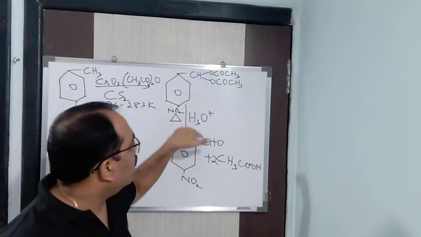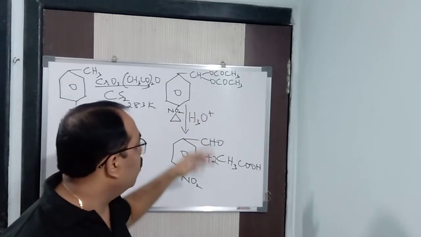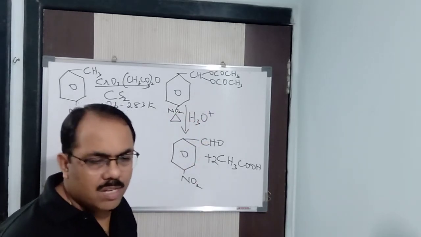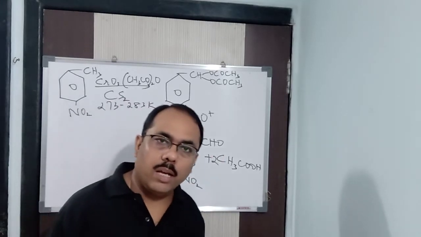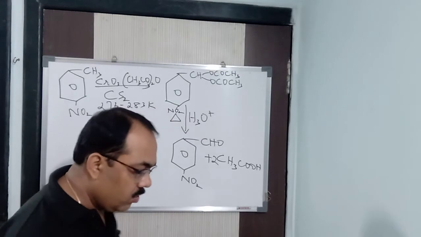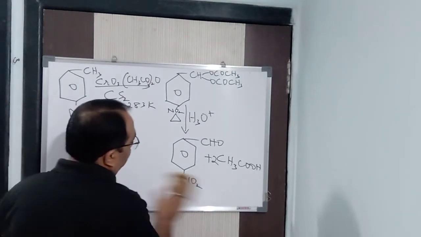And after some time, again you go for hydrolysis, acidic hydrolysis, and just slightly warm it. You will be getting this particular product, that is benzaldehyde. Finished. In this way, you can prepare benzaldehyde by this method.